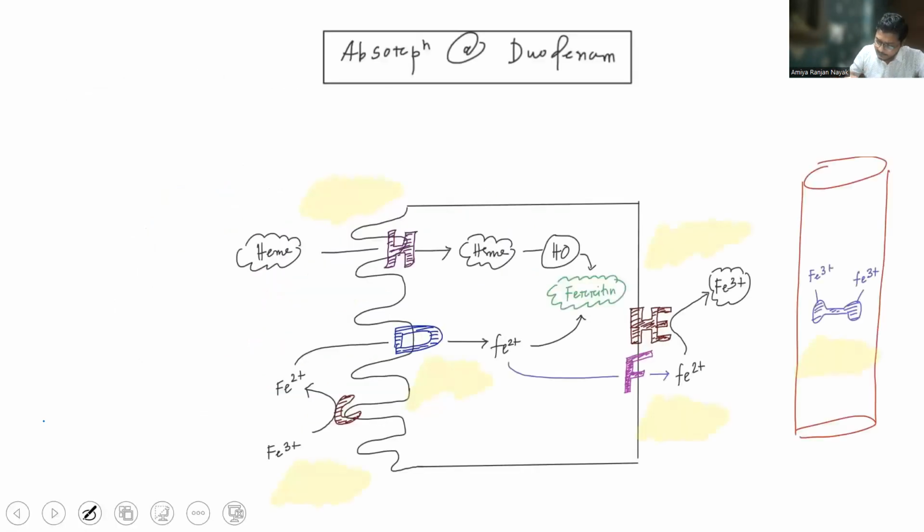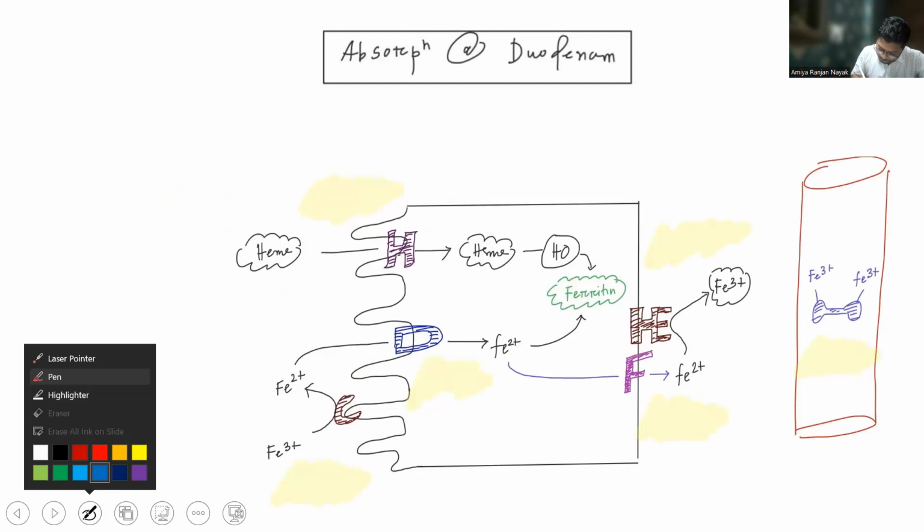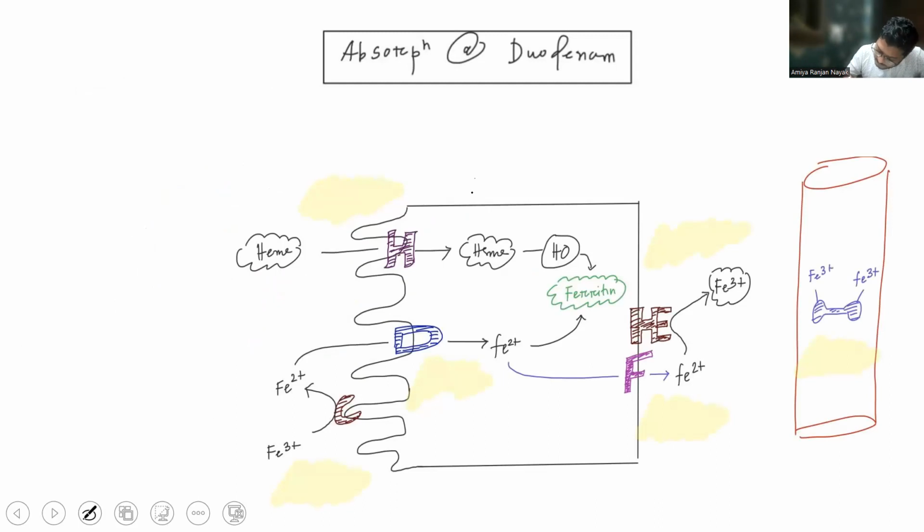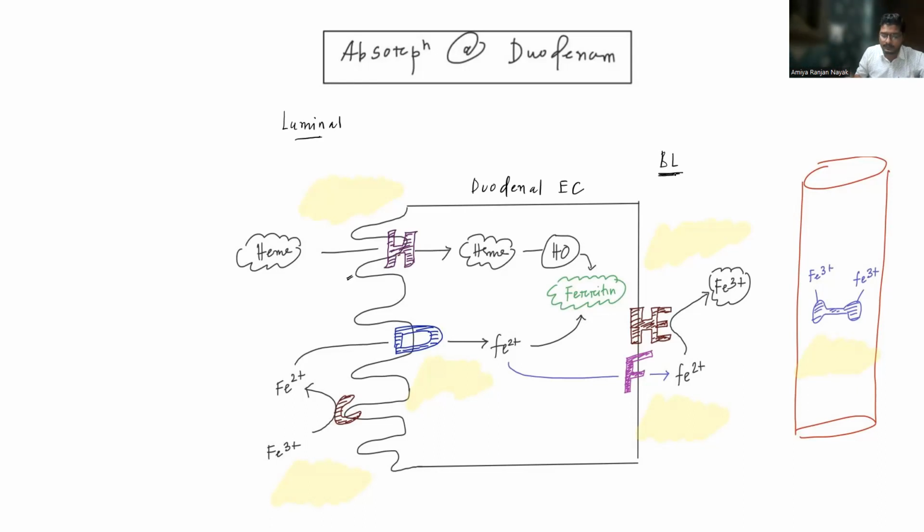So if you see, this is the duodenal epithelial cell. As you can see, this is having the villi, and this is of course the luminal side. This is the luminal side, and this is the basolateral side.